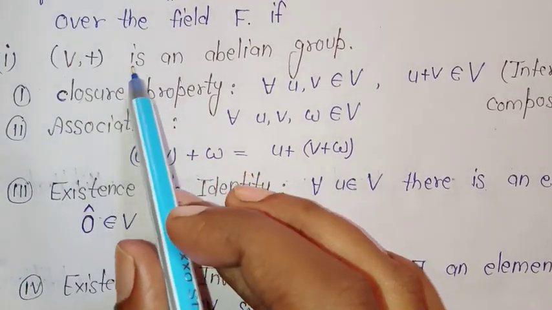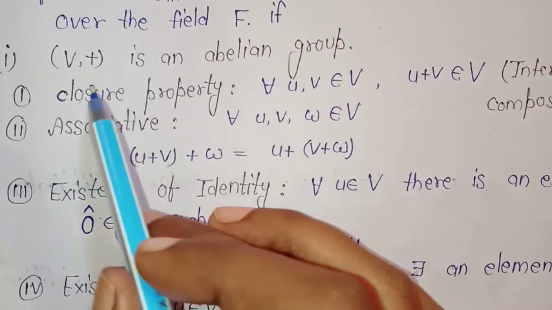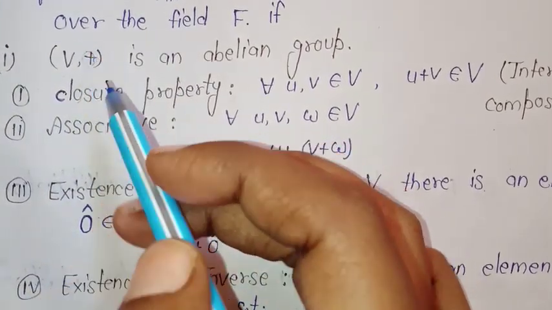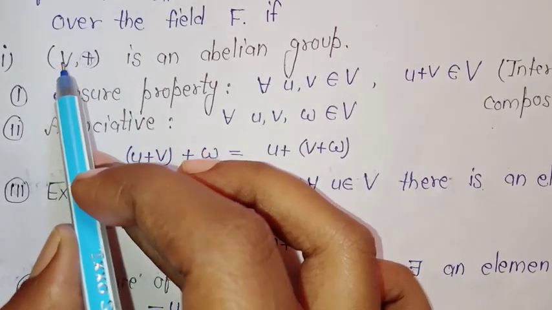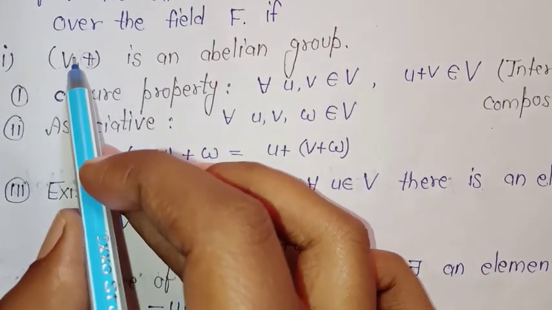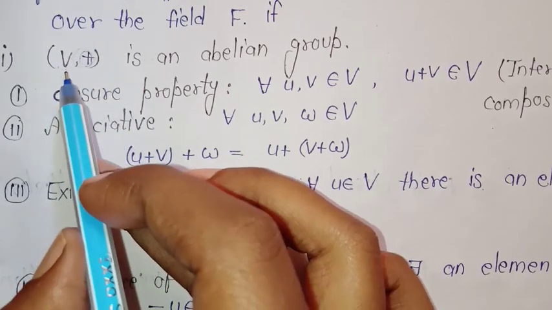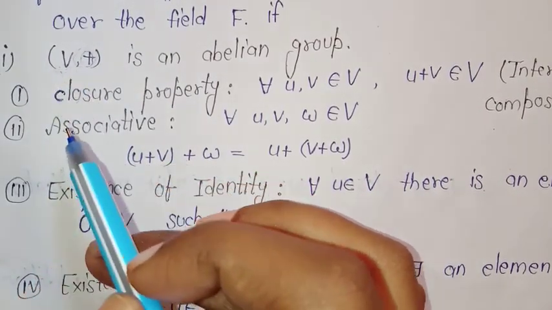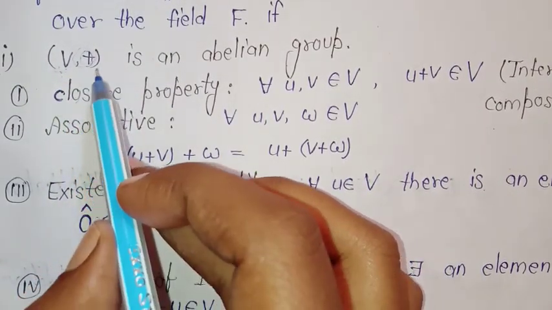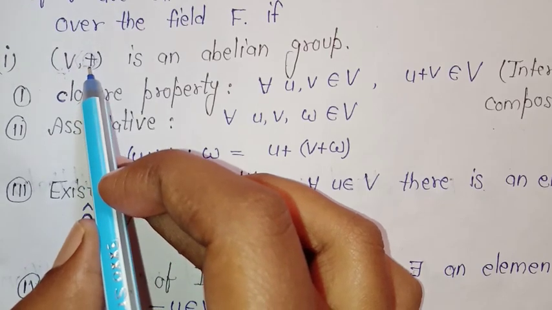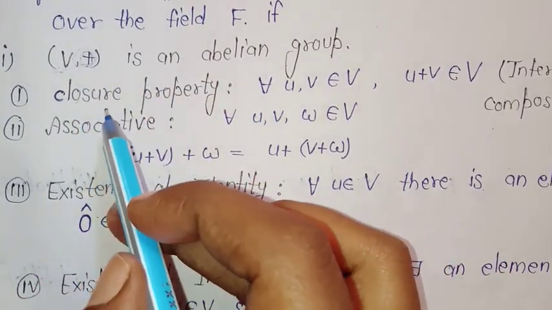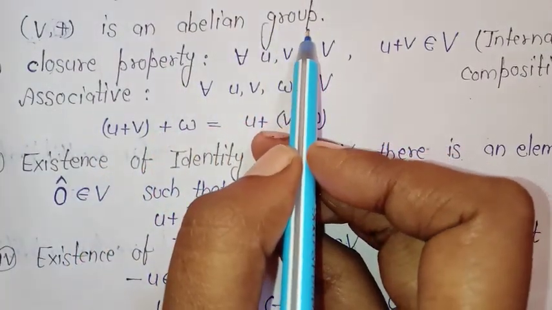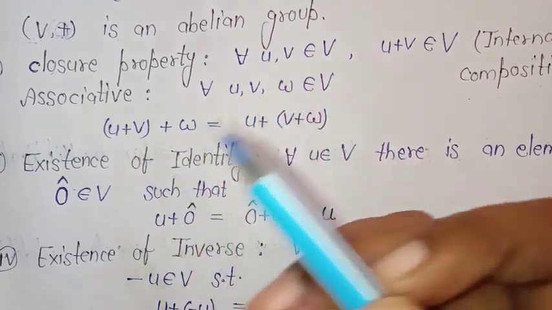The first one is V plus is an abelian group. V plus is working as an internal composition. So we will take two elements from the set V and apply the operation plus over those two elements such that the resultant element is going to the set V. If this type of condition is holding, we say that our operation plus is working as an internal composition. So let's move to the properties, because we are saying that this forms an abelian group, so we have to see whether all the properties of a group are holding or not.